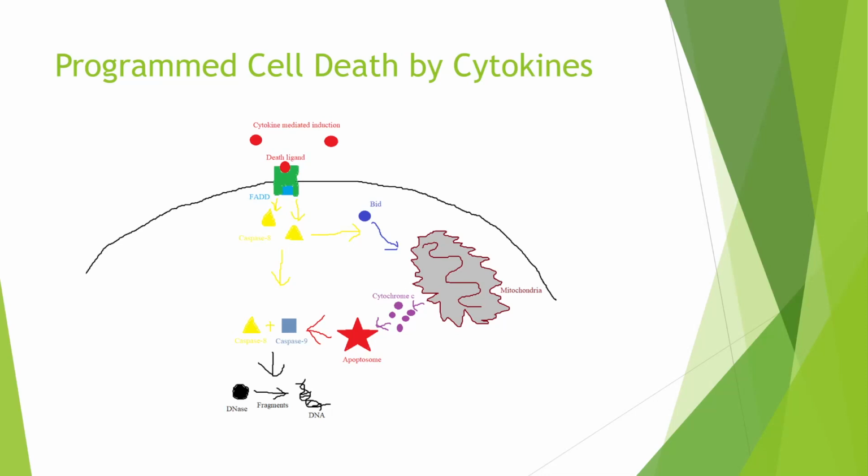Here, cytokines activate death ligands, seen in red, which in turn activates FADD. FADD activates caspase 8, seen in yellow. Caspase 8 activates BID, which forces the cell's mitochondria to produce cytochrome C, a vital checkpoint needed to produce apoptosome. Caspase 8 eventually interacts with caspase 9, originating from apoptosome, to activate DNase, which fragments the cell's DNA, destroying the host cell.